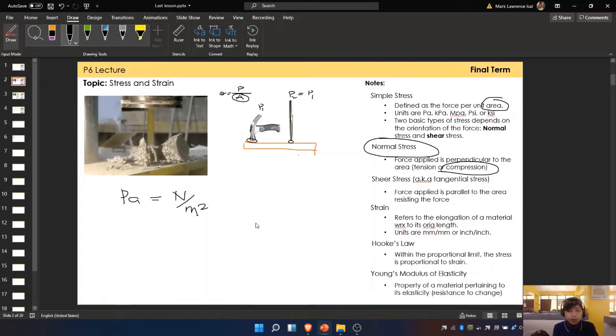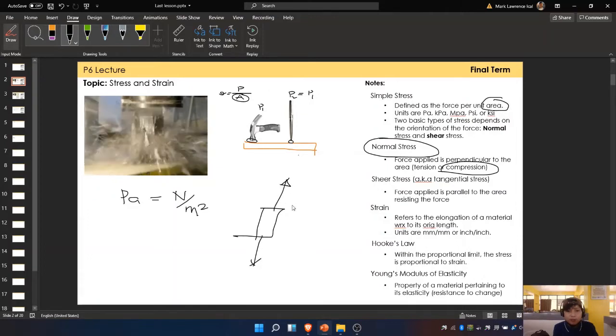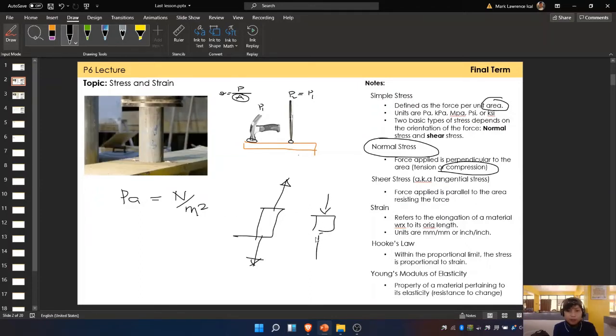So, that's compression. On the other hand, yung tension naman is yung pahila. For example, ito yung object mo, hihilahin mo siya. So, that's tension. Yung pahila, tension. And compression, ay yung ganyan. Yeah, that's compression. This is tension. Now, we're done with this one. How about shear stress later.